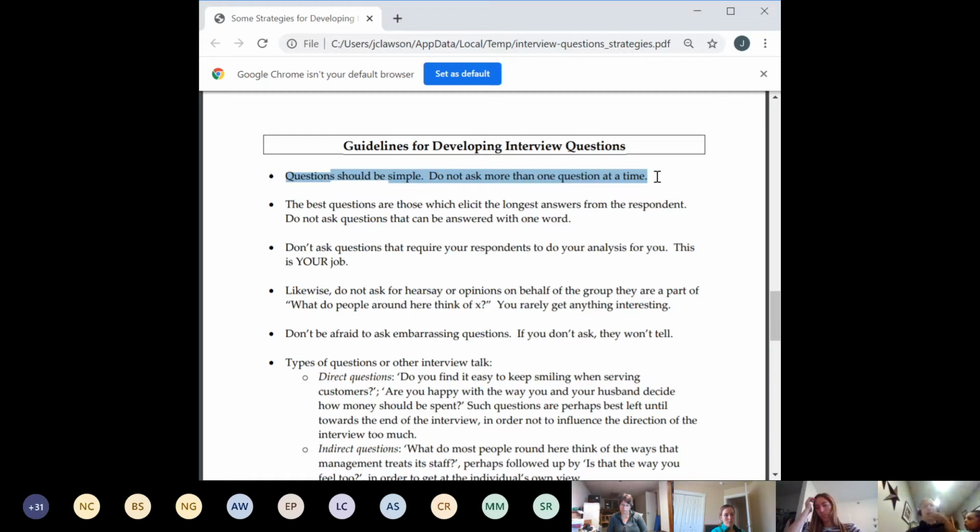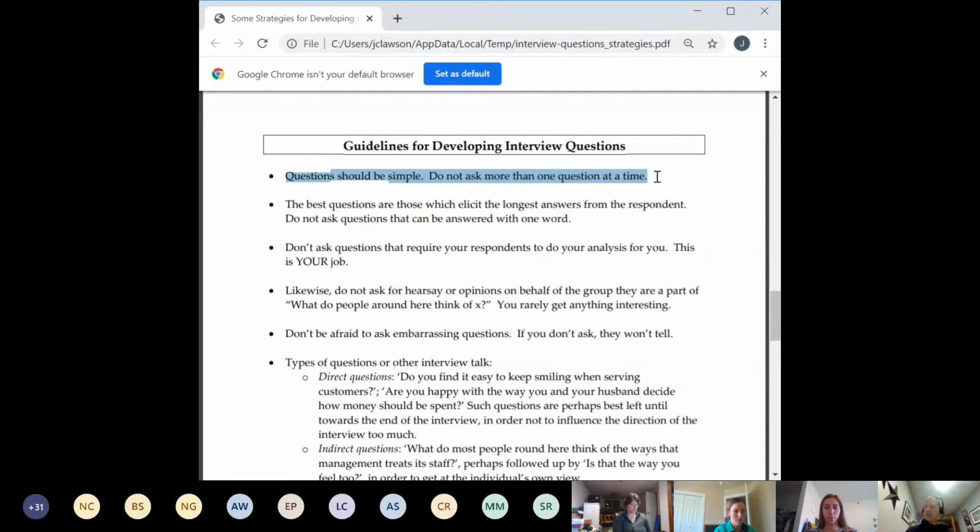Don't ask questions that require your respondents to do the analysis for you, because this is your job. A lot of our research questions have to do with how and in what ways your participant experienced something. So you don't want to just turn around and ask, how and in what ways did you experience international service learning? Or, what was your motivation for wanting to conduct international service learning? That's making them analyze everything. You want to ask them questions, and it's your job to analyze, such as, how did that make your client feel?